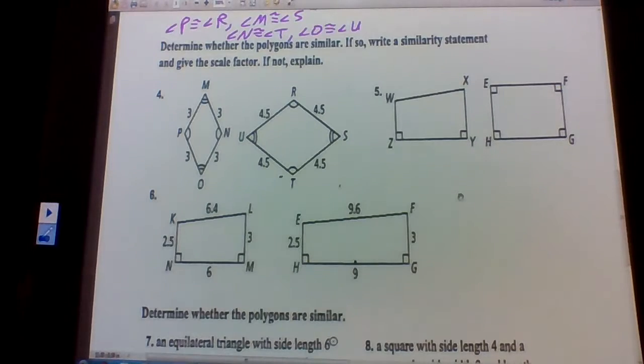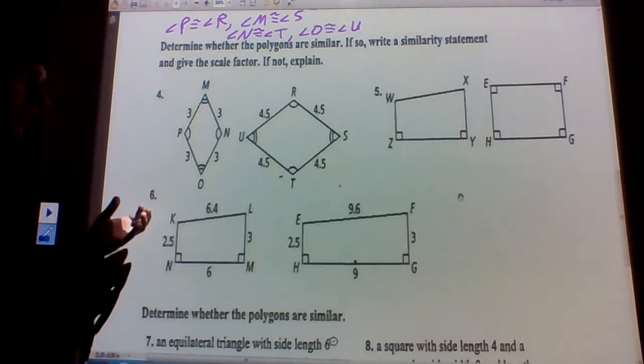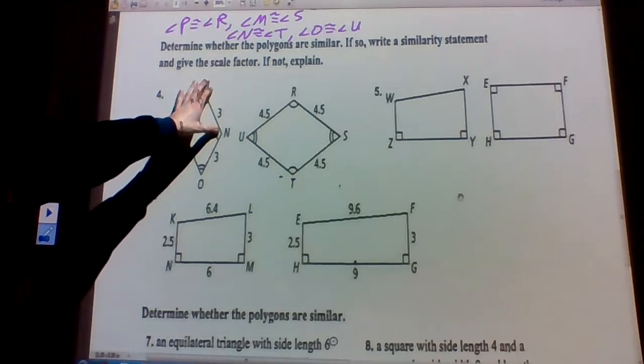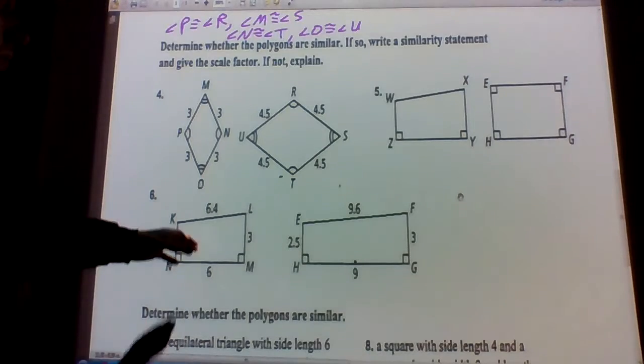Okay, so angles are congruent. 4 pairs of congruent angles. Corresponding angles are congruent. We're good. Now sides are proportional is the next thing we have to check. And that means that the ratios of the corresponding sides have to be equal. So let's do our ratio.